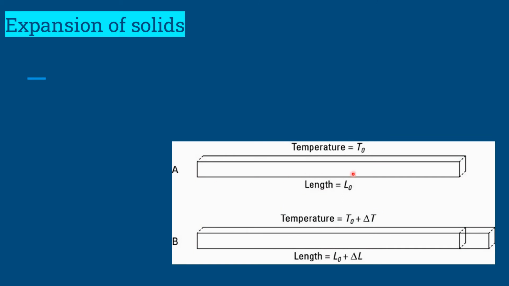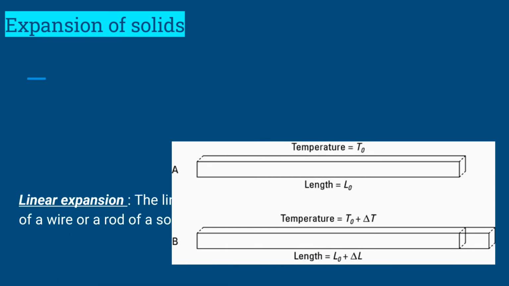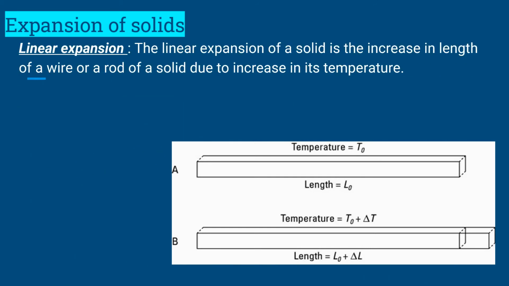Let's learn about expansion of solids. Here we have one rod and it is at temperature T0. At T0 its length is L0. When you provide some heat or heat the rod up, the temperature increases by delta T. However, we observe that the length increases by delta L. Remember children, there is no other expansion, only expansion in length. And this kind of expansion, where you have expansion in length of a wire or a rod due to increase in temperature, is called linear expansion.